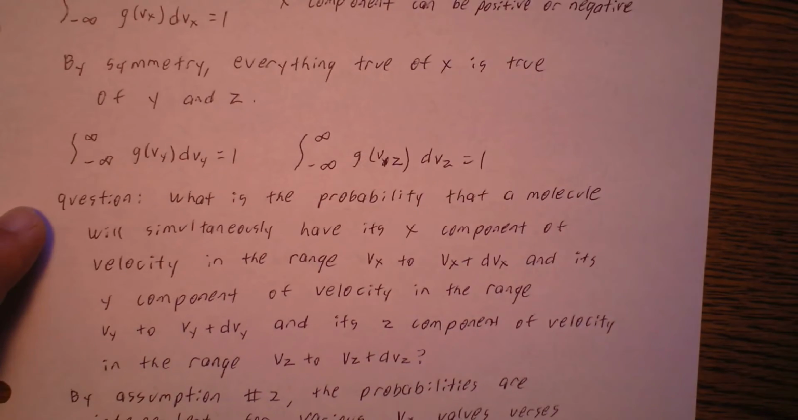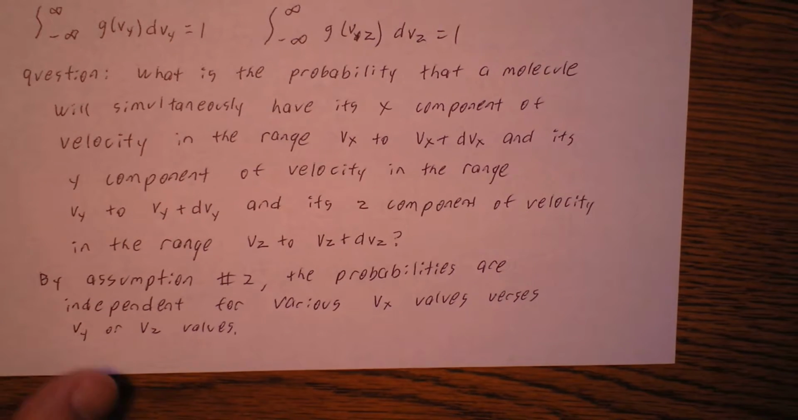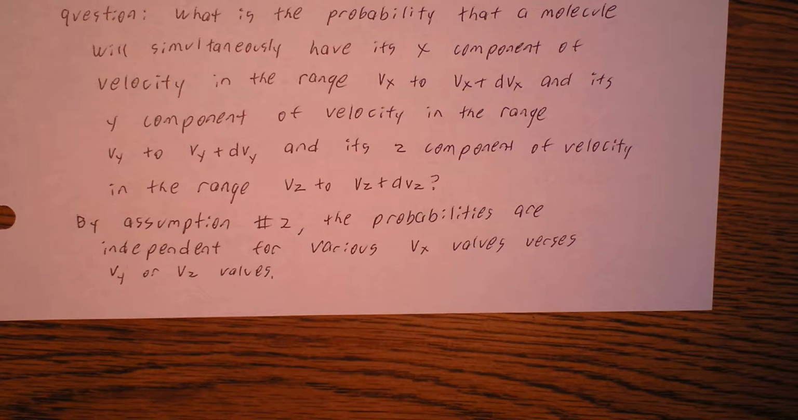So here's the question still. What is the probability that a molecule will simultaneously have its x component of velocity in the range of vx to vx plus dvx, and its y component of velocity in the range of vy to vy plus dvy, and its z component of velocity in the range of vz to vz plus dvz? Well, by assumption number 2, their probabilities are independent for the x, y, and z component velocity values.